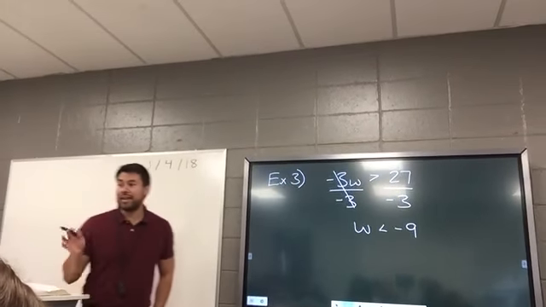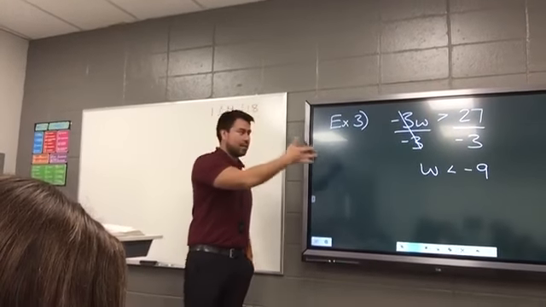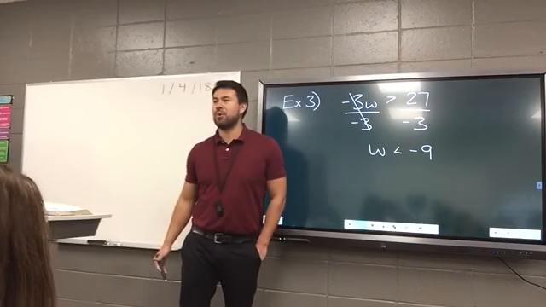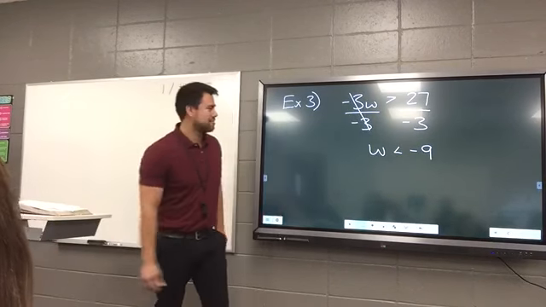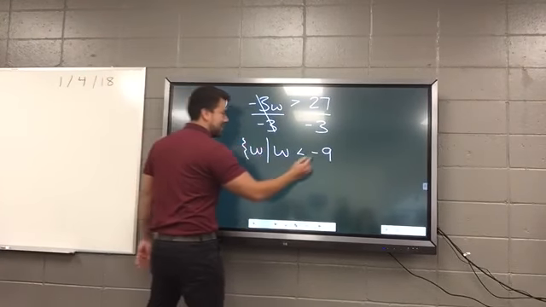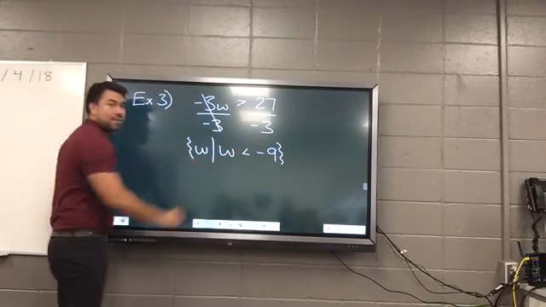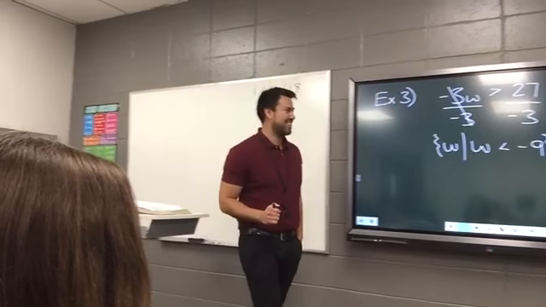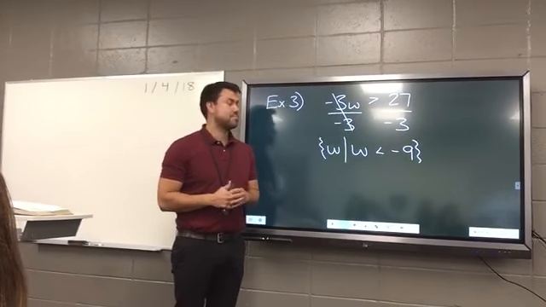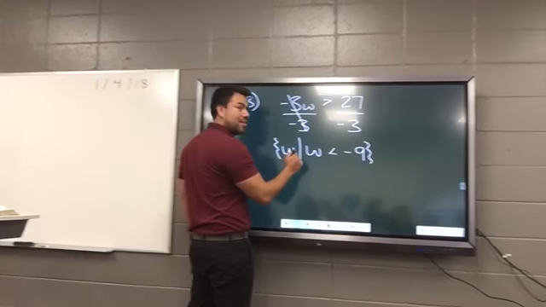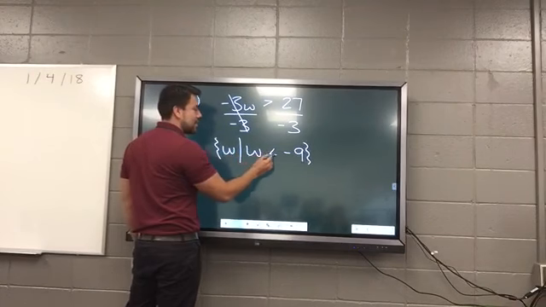All right, and then what is my correct answer in set builder notation? Margot? W line W, is that what you mean? Yes. So can anyone read that for me? What does it mean by W line W? Walker? W is any number such that W is less than negative 9. Good.